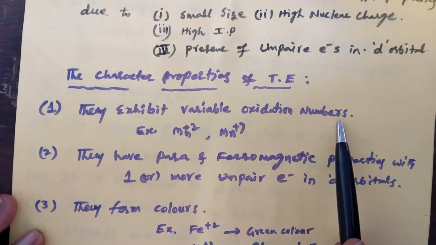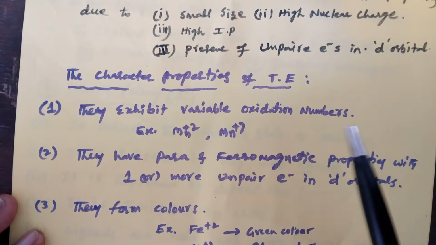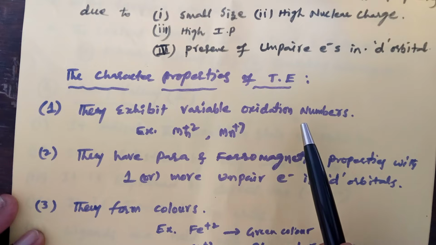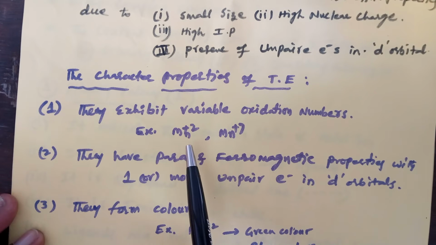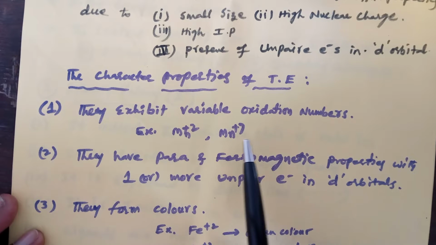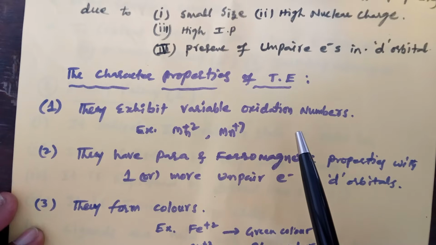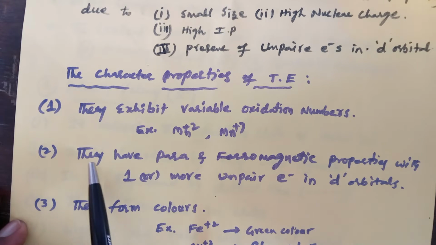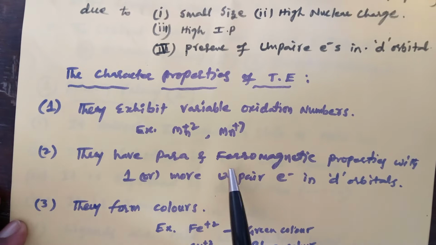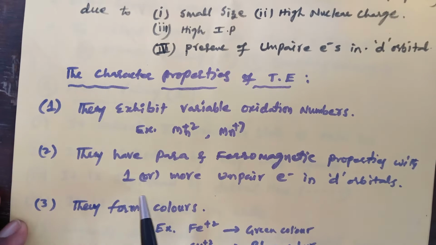Number one, they exhibit variable oxidation numbers, which means one element can exhibit more than one oxidation number. It is called variable oxidation number. For example, manganese can exhibit +2, +4 and +7 oxidation numbers, like this.